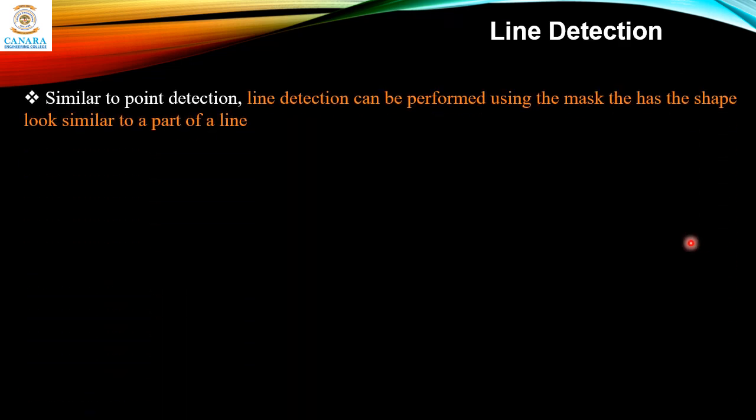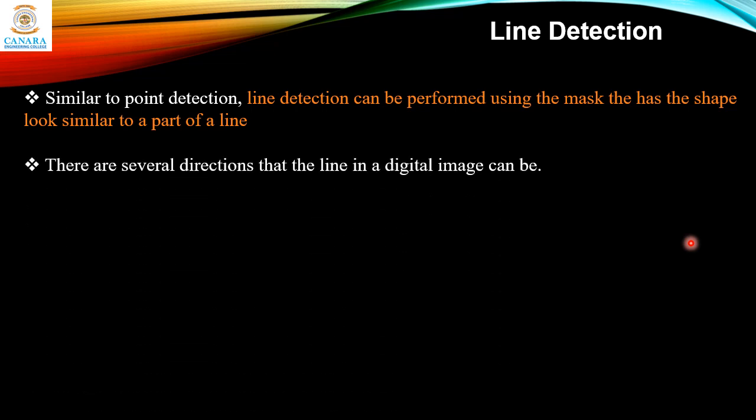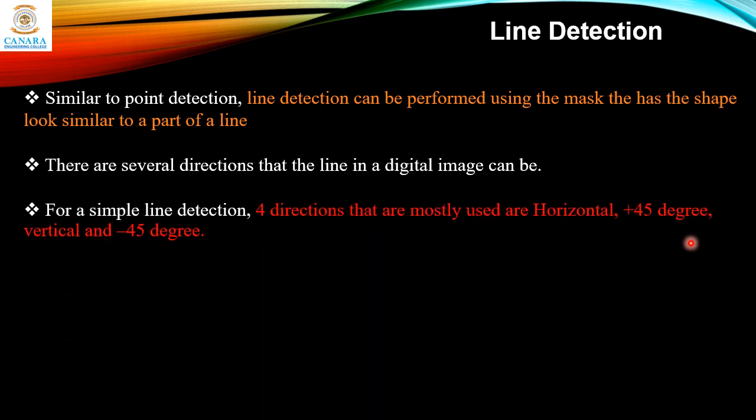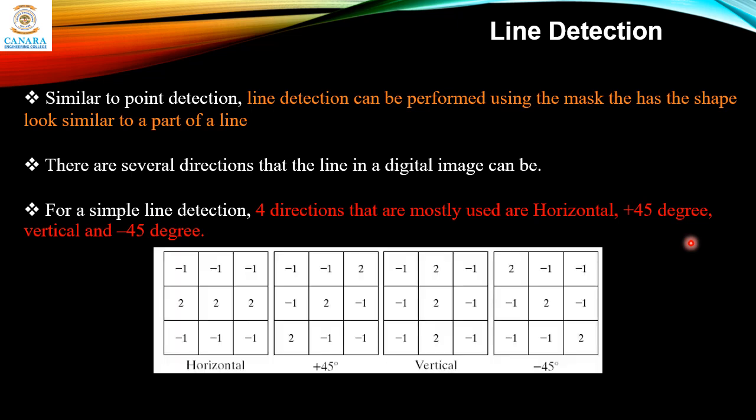Similar to point detection, we can also perform line detection. It can be performed using a mask that has a shape similar to part of a line. There are several directions that a line in a digital image can have. You can have a vertical line, a horizontal line, or a 45-degree inclined line. These are the masks that we can use.